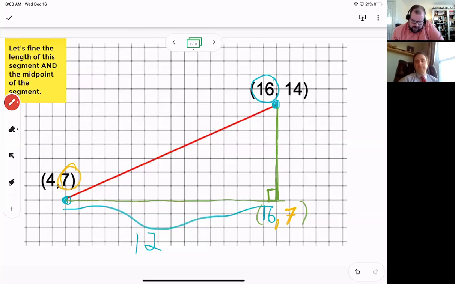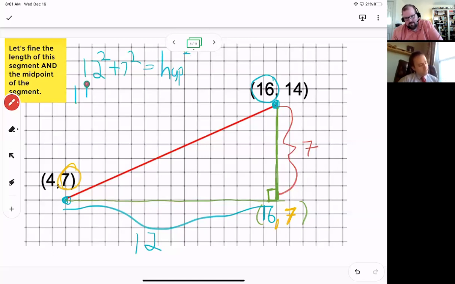Got it. And then going up, we're going from 7 to 14, so that's going to be 7. So that means the length is 19, right? Because 12 plus 7 is 19. If we were adding things up, but we know better than that for right triangles. We know we have to deal with leg and hypotenuse. That's right. We did learn that. So we've got to do leg squared plus leg squared equals the hypotenuse squared.